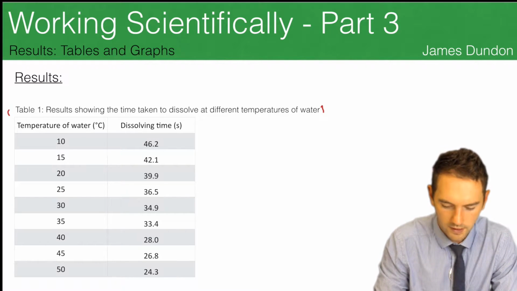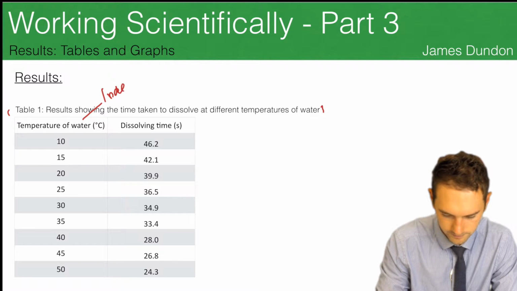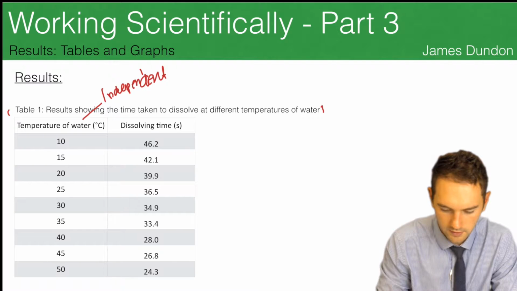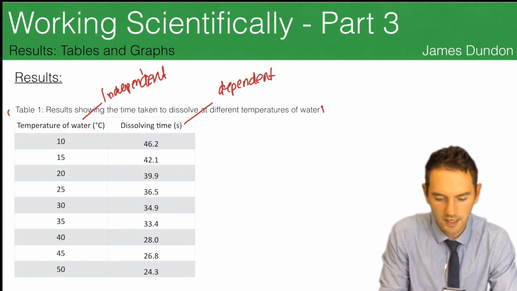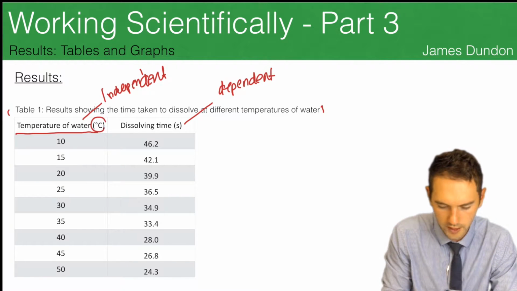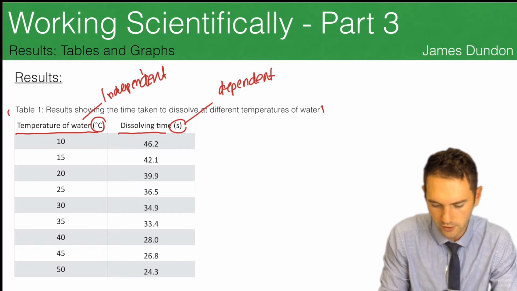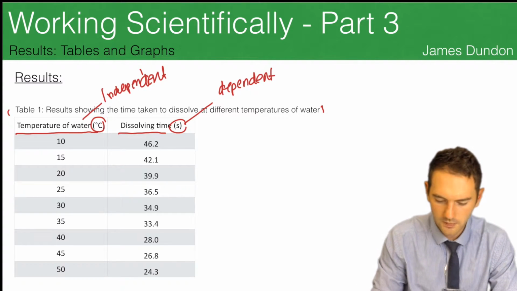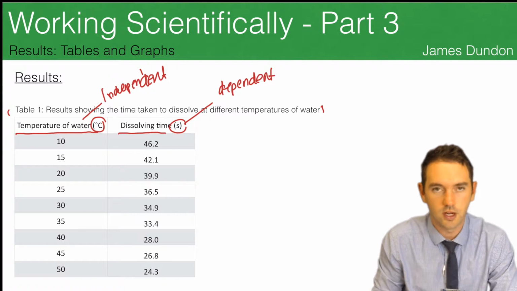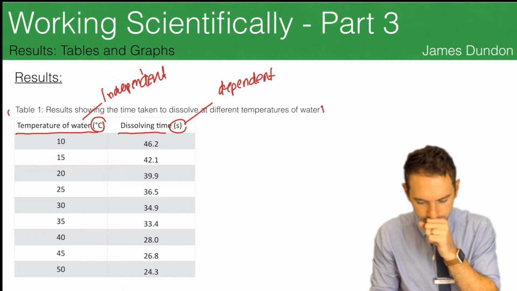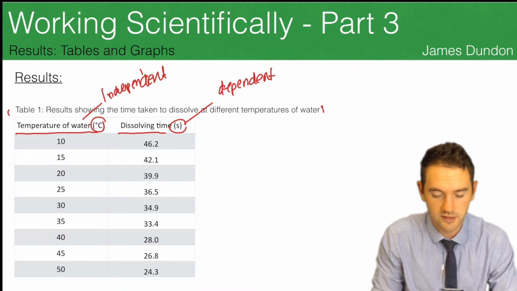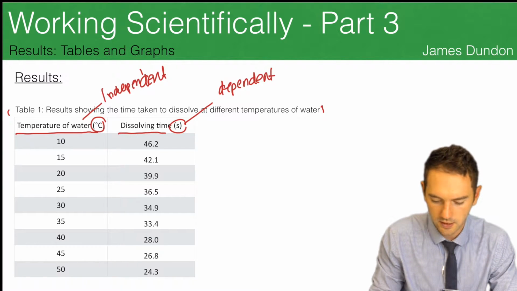And we always have our independent variable on the left side and our dependent variable on the right. We have our label with our units, our label with our units every single time. And then we run down with the trials that we had. So this is our independent variable, what we're changing, the temperature of water. And this is what we're measuring, the dissolving time.